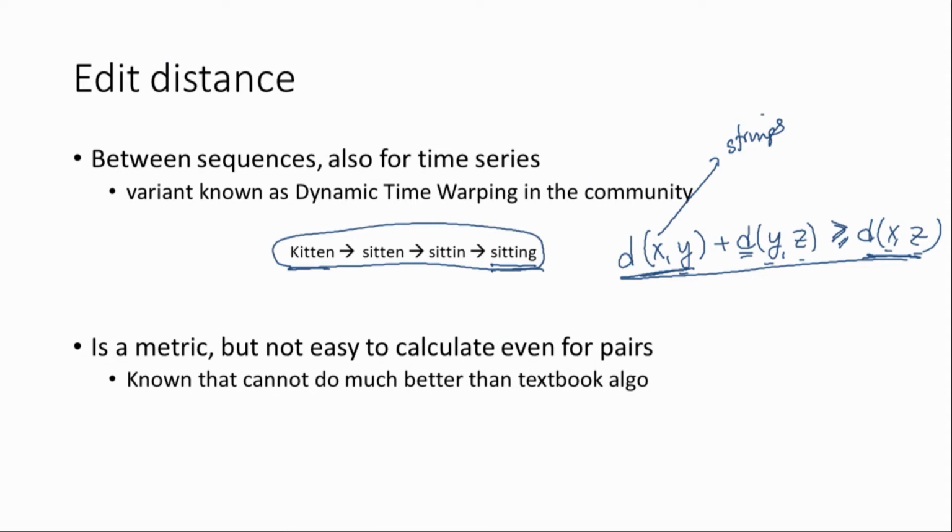Should it be less than or equal to, or greater than or equal to? Greater than or equal to. Because the right-hand side is saying what is the shortest number of changes to go from x to z. On the left-hand side, I'm showing you one. So think of this as follows. The same is true for d(x, 1).